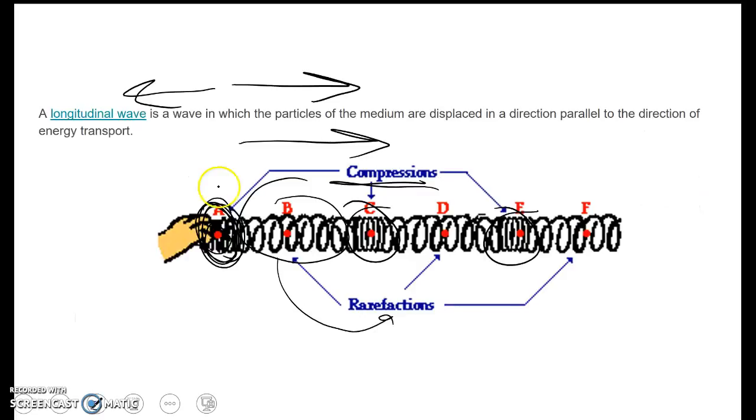Okay, so if we wanted to find the wavelength in a longitudinal wave, we would look between compressions or rarefactions. So let's say we look here. If we found the distance between these two compressions, that would be our wavelength.